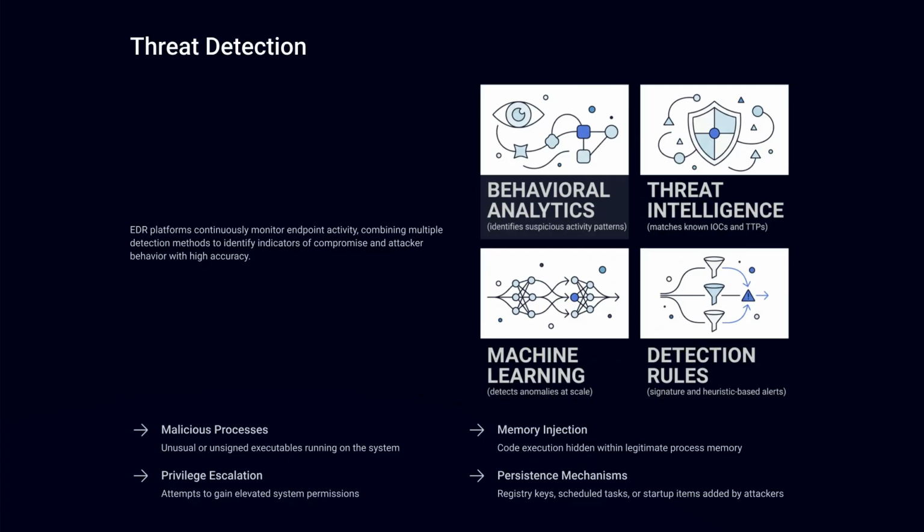Threat detection in EDR combines multiple methods for high accuracy. This includes behavioral analytics, threat intelligence, machine learning to detect anomalies at scale, and detection rules using signatures and heuristics. Together, they identify indicators of compromise.